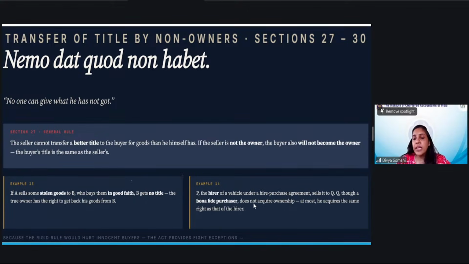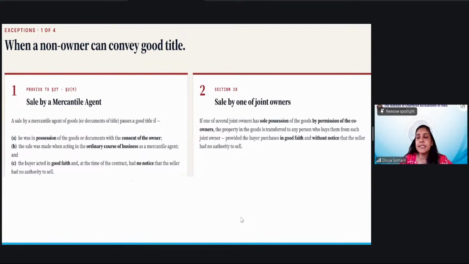Okay. So he does not acquire the ownership here. At most, he acquires the same right as that of the hirer. So he may become the hirer, but he cannot become the owner of the goods. So that is given here. But there are some exceptions to this rule. Let us discuss the examples and then if you have any queries, we can take them.